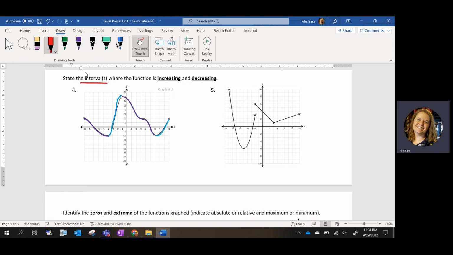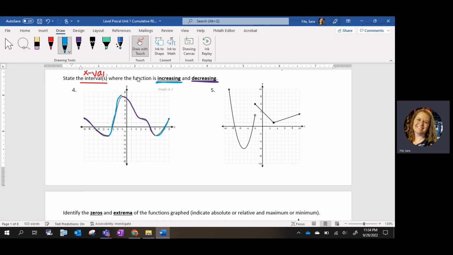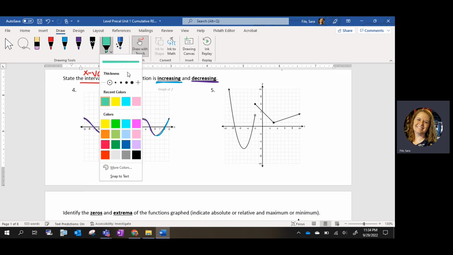So the interval, you're using x values. So for increasing interval, that is the purple one. Oh, nope. Take that back. I did decreasing in purple, and I did increasing in the blue. Let's keep our colors straight. Okay, I'm going to give the X values for those.